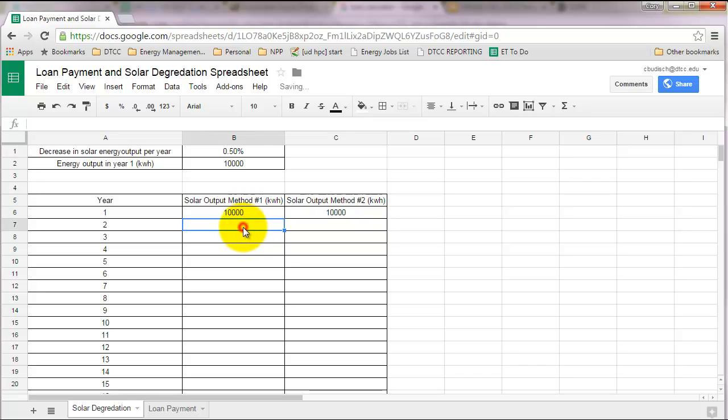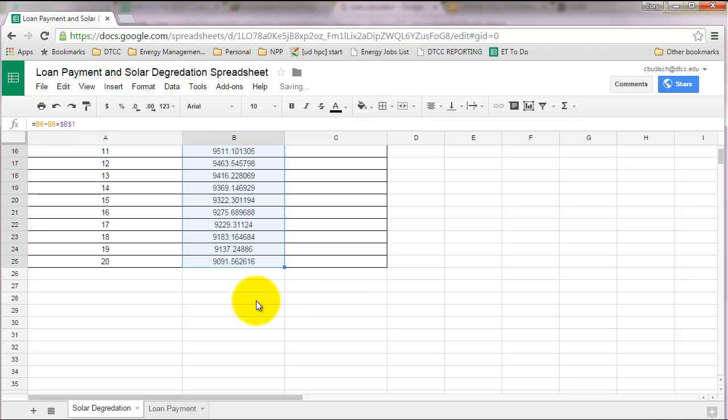For method number one, what we're going to do is say that this is the previous entry minus the previous entry times the 0.5%. So what this is saying is take 10,000 minus 10,000 times 0.5%. And we don't want the 0.5% to change, so we're going to make that an absolute reference. If we drag this all the way down, we did this for 20 years, we see that the amount of output at the 20-year point is 9,091 kilowatt hours.